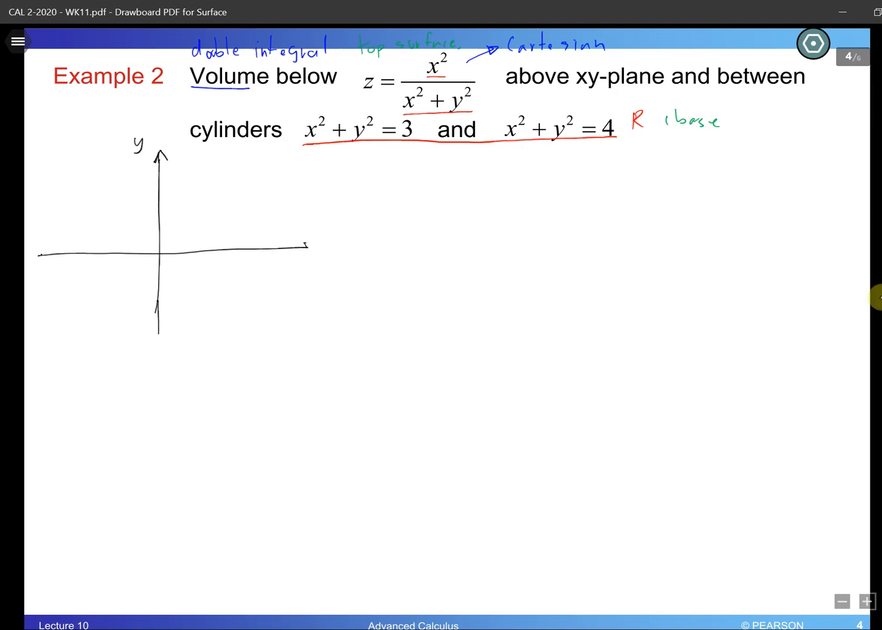Y-axis and x-axis. Okay, let's take a look at the curves that we have. So first of all, it's going to be a circle of radius square root of 3, maybe somewhere around here. So let me make one circle right here. Square root of 3, first one.